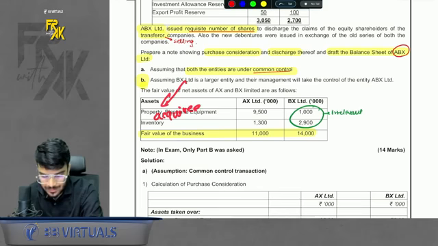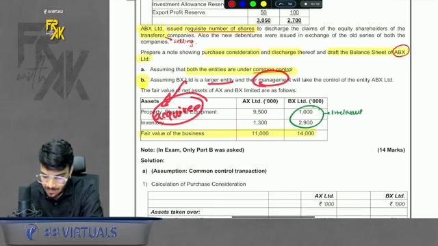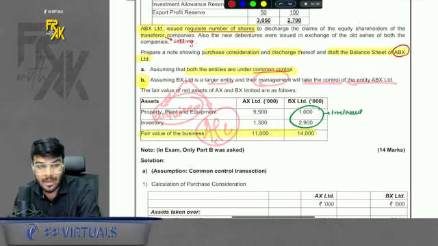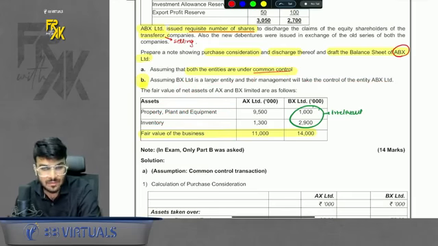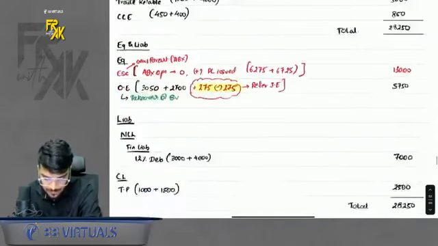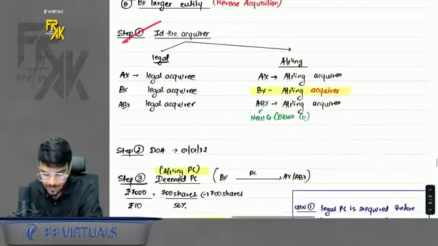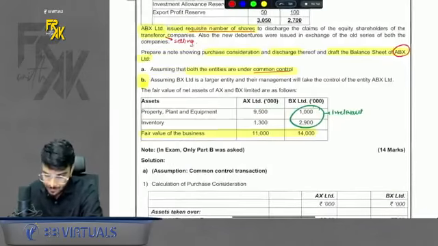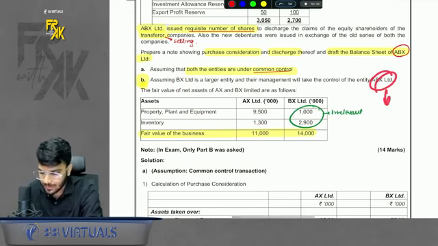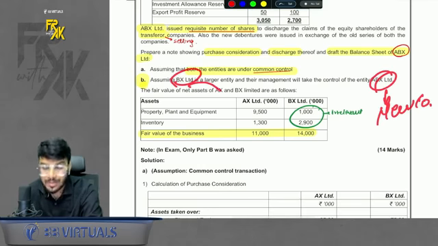Now if BX is a larger entity and their management will take control over the entity ABX, that means from an accounting point of view, it became the parent. So your acquiree is becoming a parent. So it is a case of reverse acquisition. Now how will you solve it? We will start following the steps. Step number 1, identifying the acquirer. Ideally, you will feel that BX is going to control ABX, but ABX itself is a new company. In the case of reverse acquisition, BX will ultimately control AX.